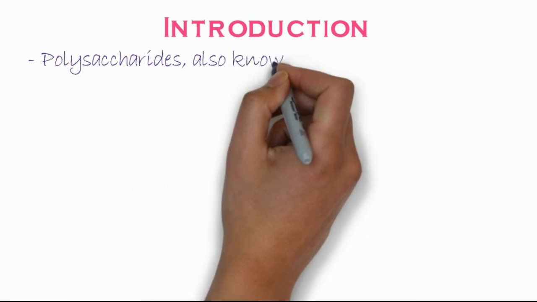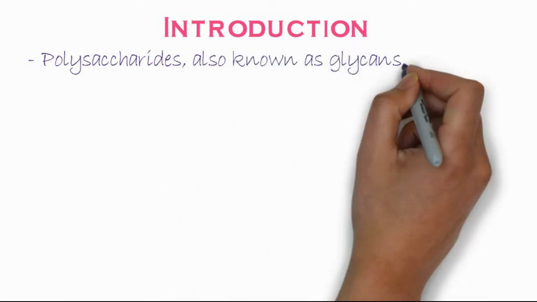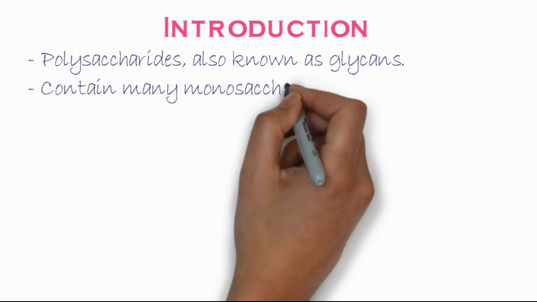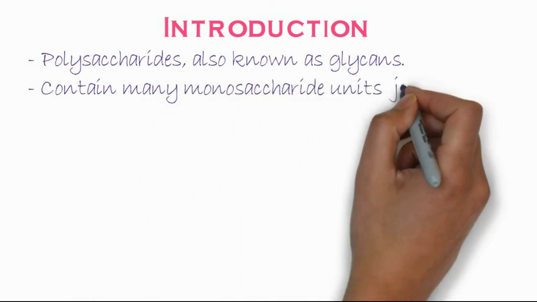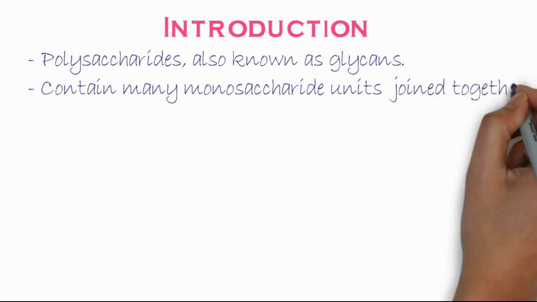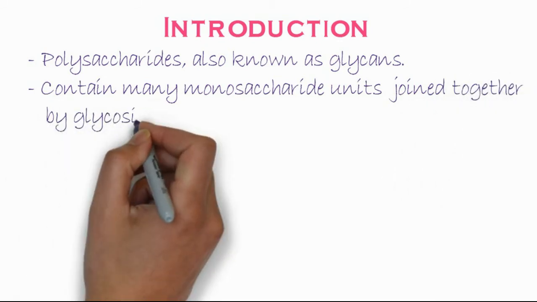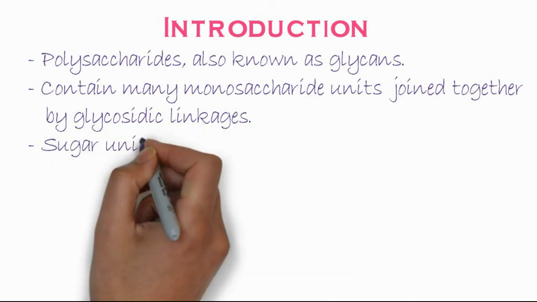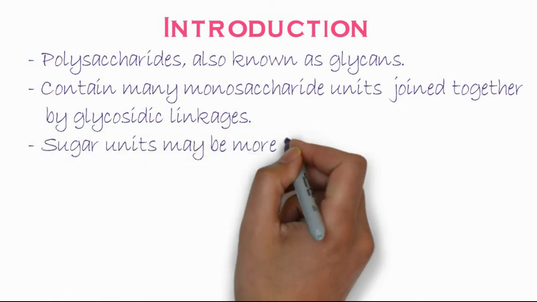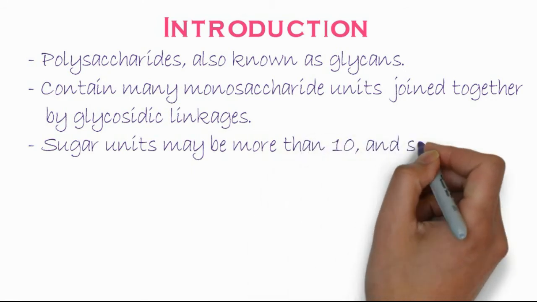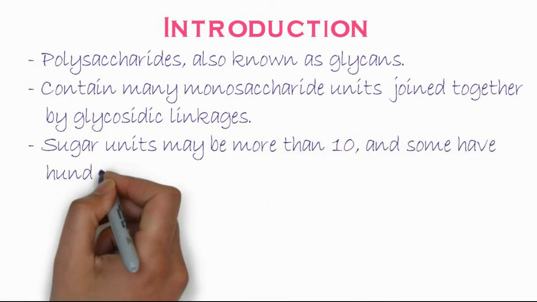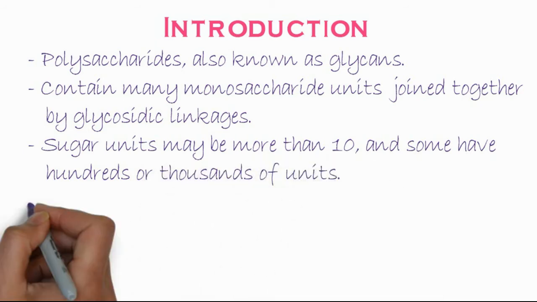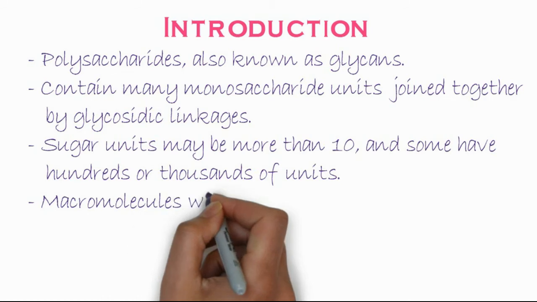Polysaccharides are also known as glycans. They contain many monosaccharide units which are joined together by glycosidic linkage. Sugar units may be more than 10, and some have hundreds or thousands of units.